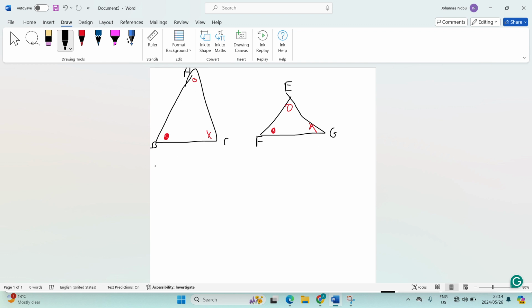also in proportion. This means that AB over EF must be equal to AC over EG, and that must be the case again for BC over FG. If they satisfy this, it means that the two triangles are similar. Now, how can we prove that the triangle ABC is similar to triangle EFG?